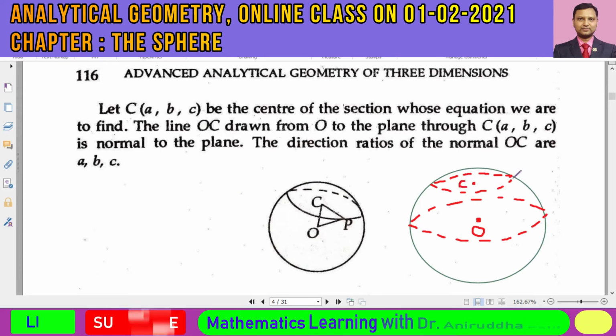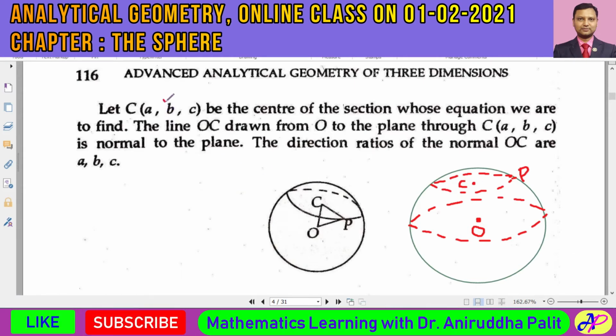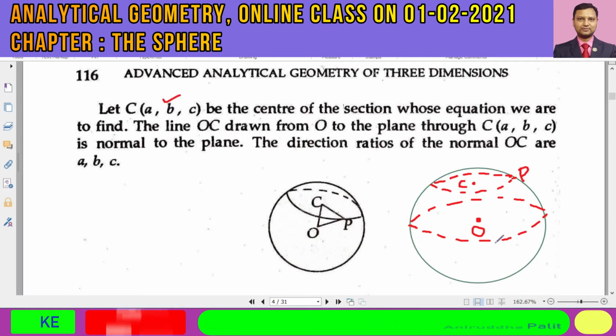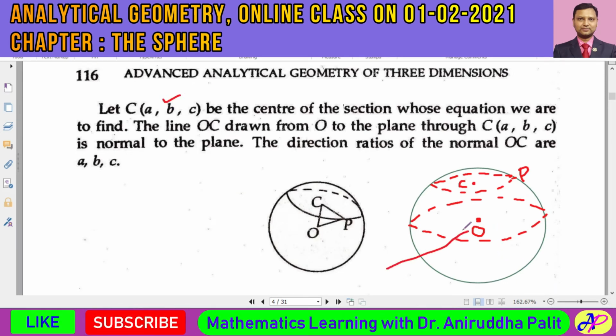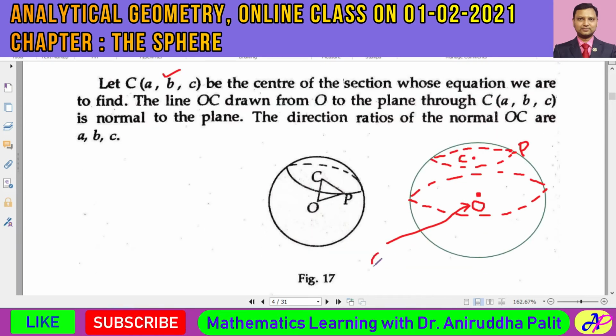Say this is the point P lying on the sphere. Now, if we know the center, the coordinates of the point C, suppose A, B, C, and this point O is the point 0, 0, 0, that means the origin. So this O refers to the origin.